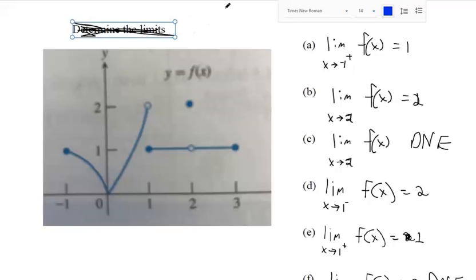Okay, so it's not actually determining the limits. We're supposed to determine whether these statements over here are true or false for this function. And I'm sorry, it's kind of blurry. I took it with my phone, and I'm not good with the phone, I guess. I thought I had it.